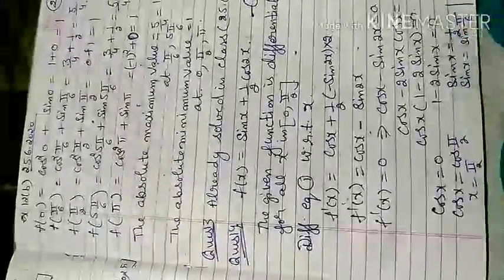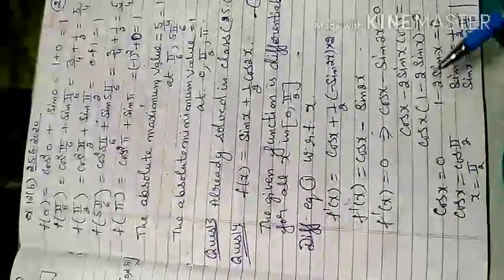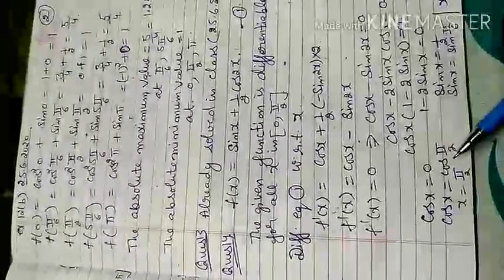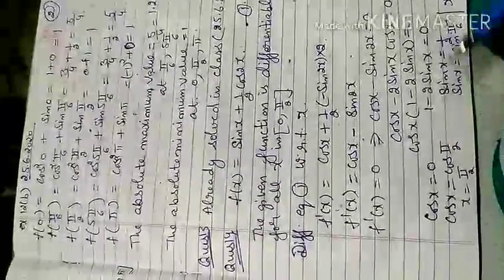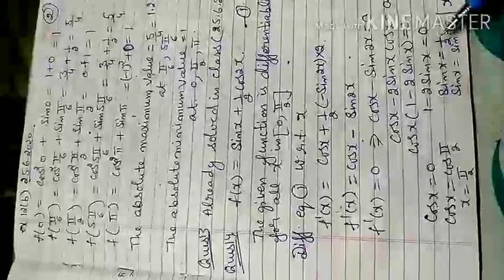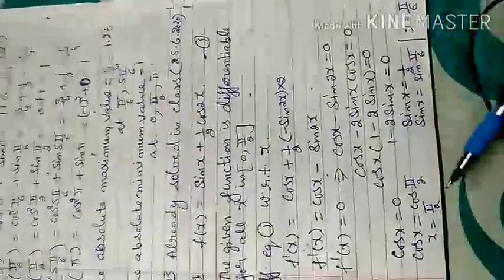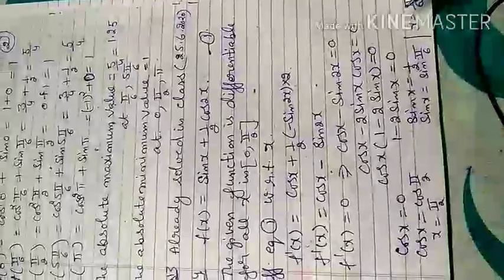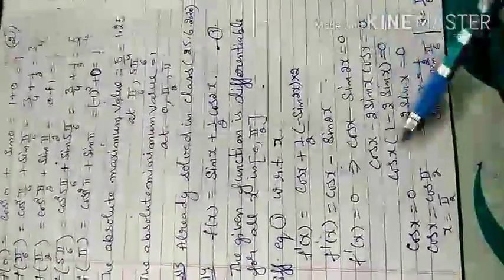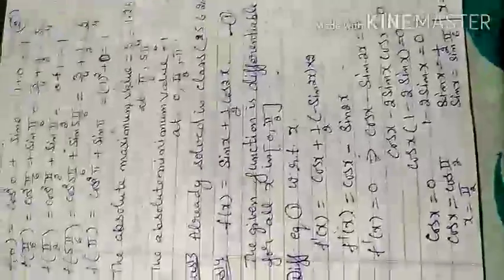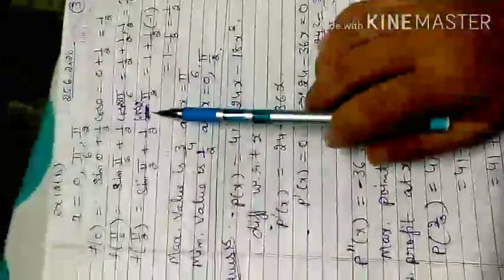We apply the zero product rule. Cos x is equal to 0, or 1 minus 2 sin x is equal to 0. Zero is cos pi by 2, so x is equal to pi by 2. Sin x is equal to 1 by 2, that is sin pi by 6. Here we got two values of x, one is pi by 2 and another is pi by 6. Now pi by 2 is already in the interval, so we include only one value. Then our three values for x are 0, pi by 6 and pi by 2.